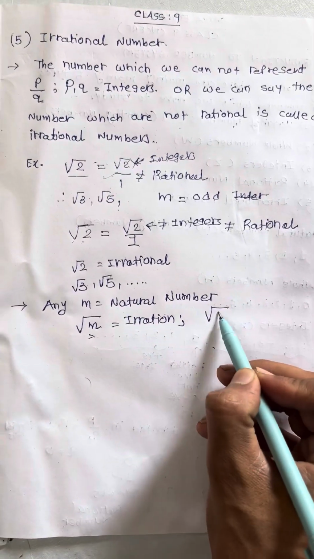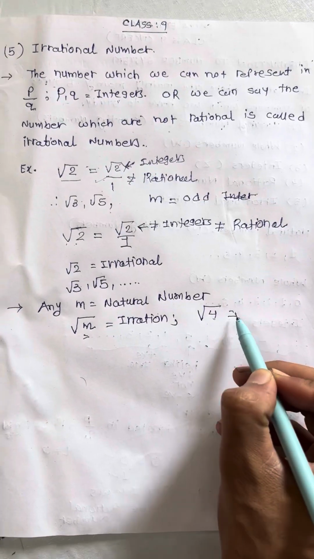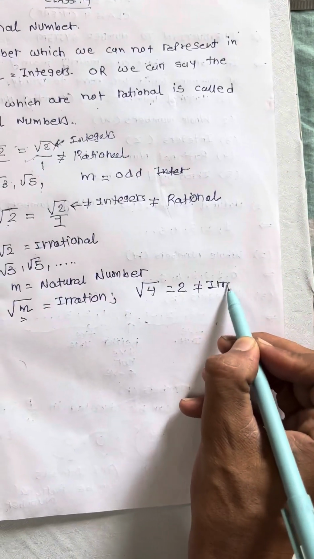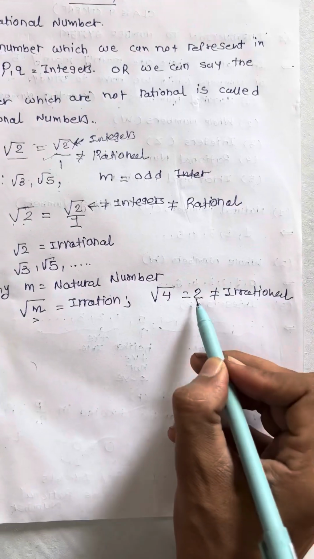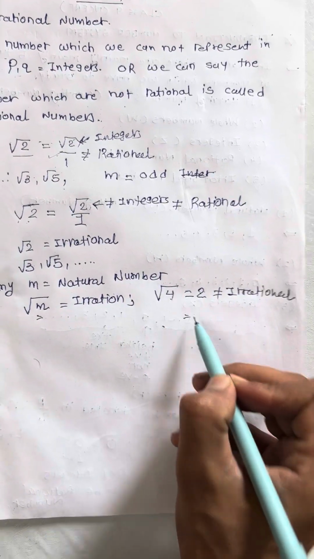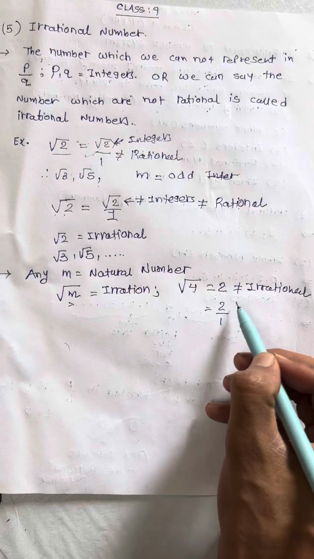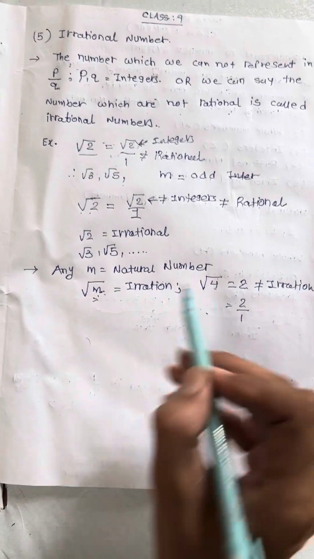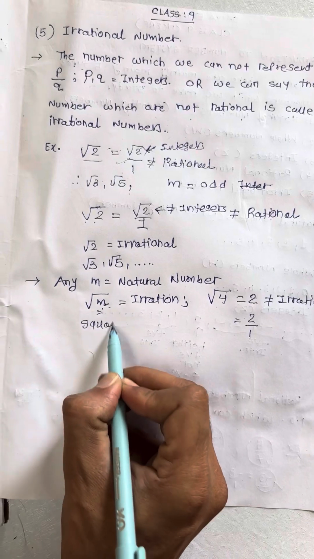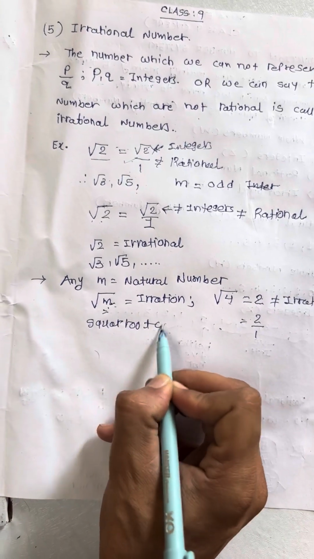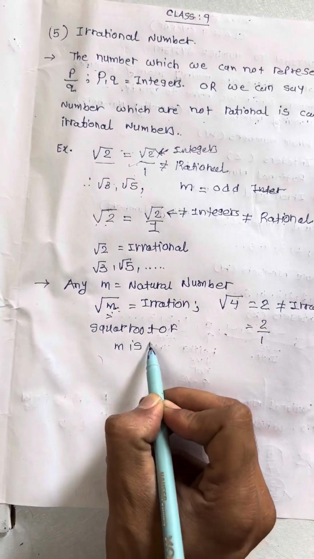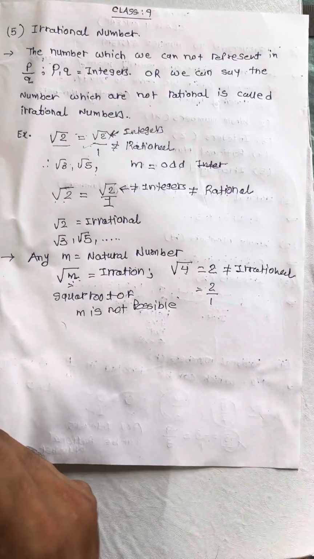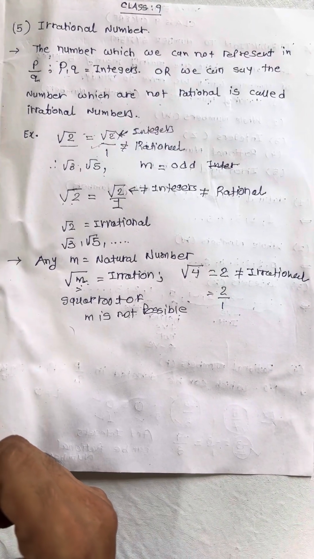If we take root 4, then the square root of 4 we know is 2. So root 4 is not an irrational number, it is a rational number, because we can write it in the form of 2, which we can write in p by q form as 2 by 1. So the number m will be such a number that its square root is not possible. This type of number is called an irrational number. We will study more about this in this chapter, on rational and irrational numbers.